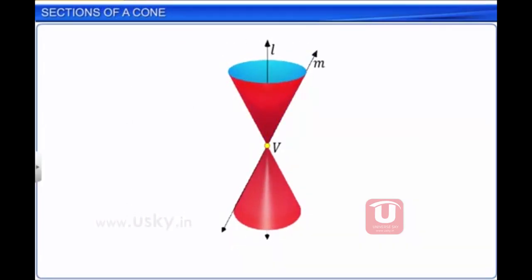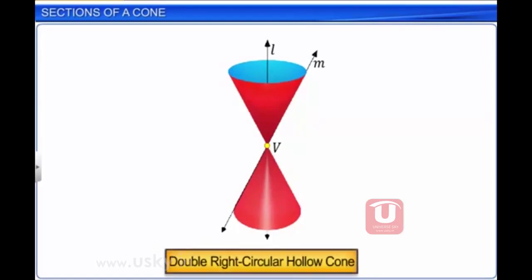Such a cone is called a double right circular hollow cone. In this module, we will refer to this solid figure simply as a cone. Let us identify the different parts of a cone.